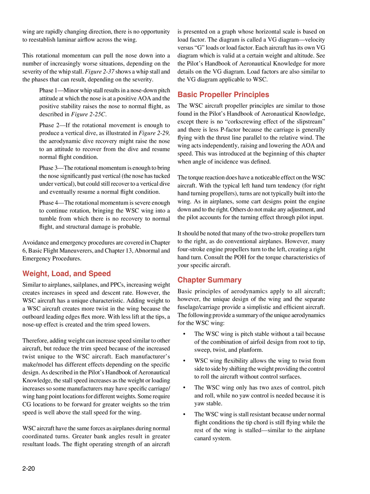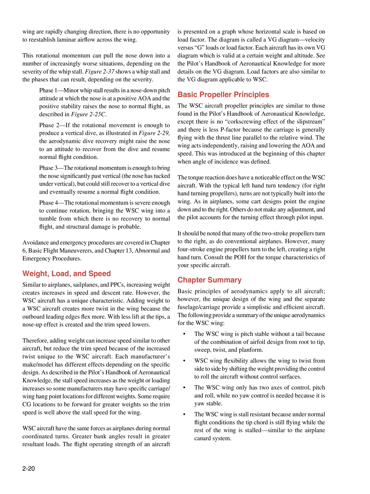Each manufacturer's make/model has different effects depending on the specific design. As described in the Pilot's Handbook of Aeronautical Knowledge, the stall speed increases as the weight or loading increases, so some manufacturers may have specific carriage/wing hang point locations for different weights. Some require CG locations to be forward for greater weight so the trim speed is well above the stall speed for the wing. WSC aircraft have the same forces as airplanes during normal coordinated turns. Greater bank angles result in greater resultant loads.